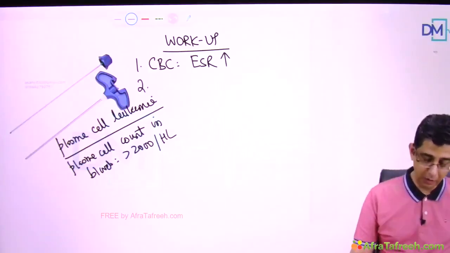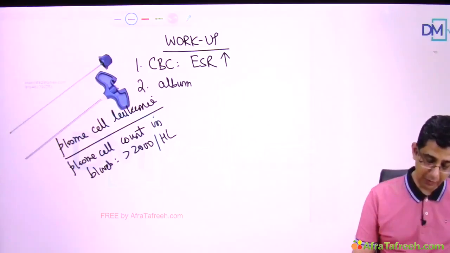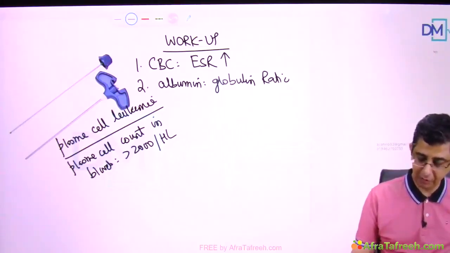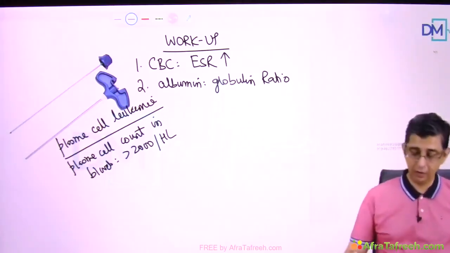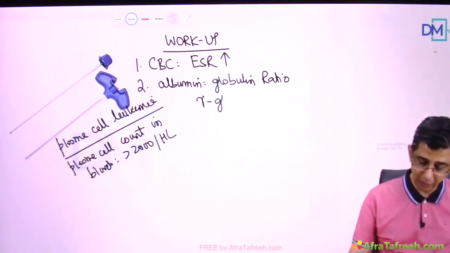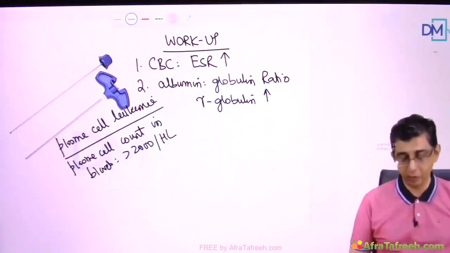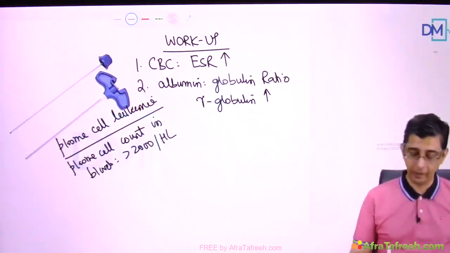When you check the albumin globulin ratio of this particular individual, it would be grossly distorted because globulin in the blood of this patient will be very significantly changed. In fact, the gamma globulin is the main fraction which is increased in this patient due to overproduction of immunoglobulin G or A or M or whatever. Most of the time it would be immunoglobulin G.